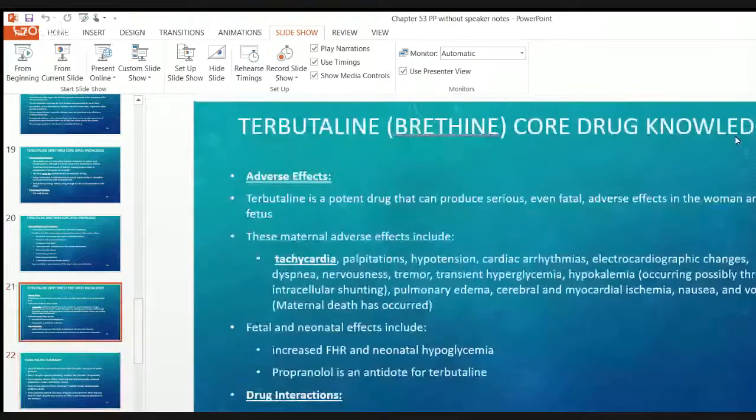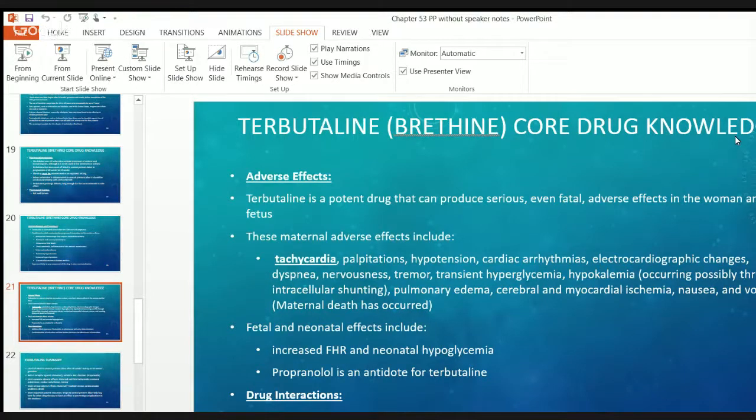So again, continuing with the core drug knowledge, let's look at these adverse effects. It's a potent drug, and again, similar to the oxytocin, can have serious, even fatal effects. So adverse effects in women, again, and in fetus. Whenever we're talking about a pregnant woman, I want you to think about the fact that you have one patient you can see and at least one patient you can't see. So when we think about the adverse effects, I want you to think about adverse effects not only to mom, but again, also to baby.